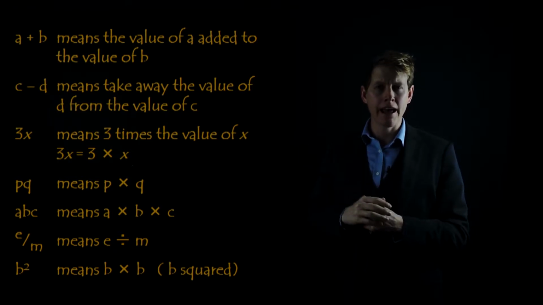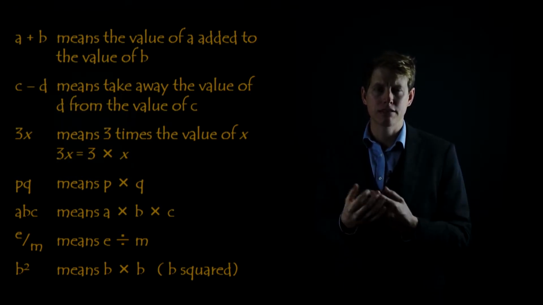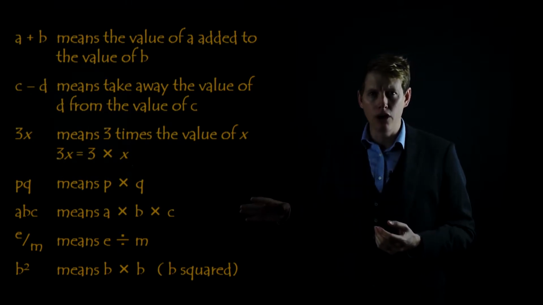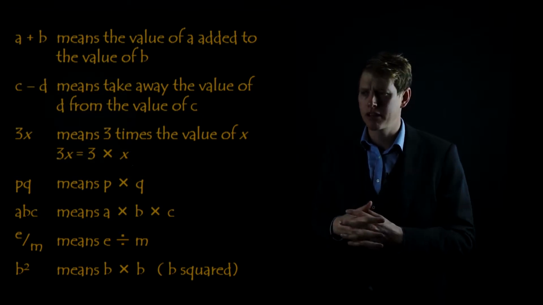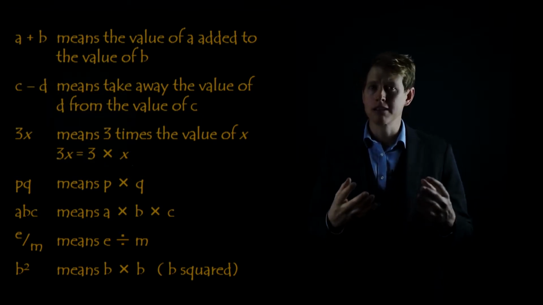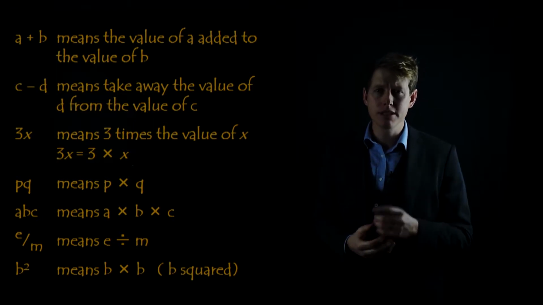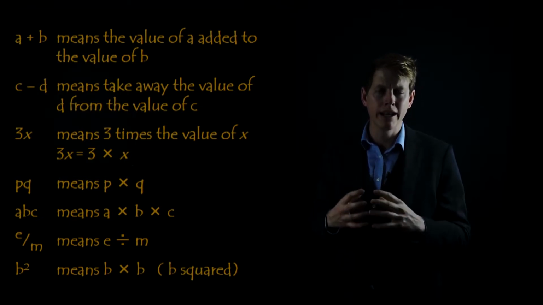E over M. We often write division in maths as a fraction. So E over M just means E divided by M, the value of E divided by the value of M. And B squared means B multiplied by B. Those are simple rules. You really need to make sure you're confident, you're happy with those, and you know when and how to apply them.